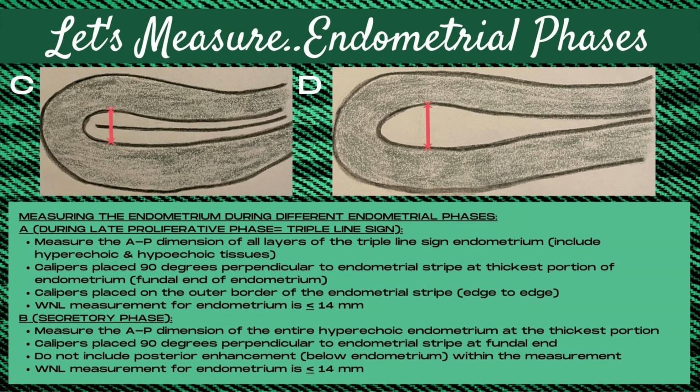During the secretory phase, you want to measure the AP dimension of the entire hyperechoic endometrium at the thickest portion. The calipers should be placed 90 degrees perpendicular to the endometrial stripe at the fundal end. Do not include any posterior enhancement below the endometrium within this measurement. You should be measuring edge to edge of the endometrium. A normal measurement for the endometrium is going to be less than or equal to 14 millimeters.